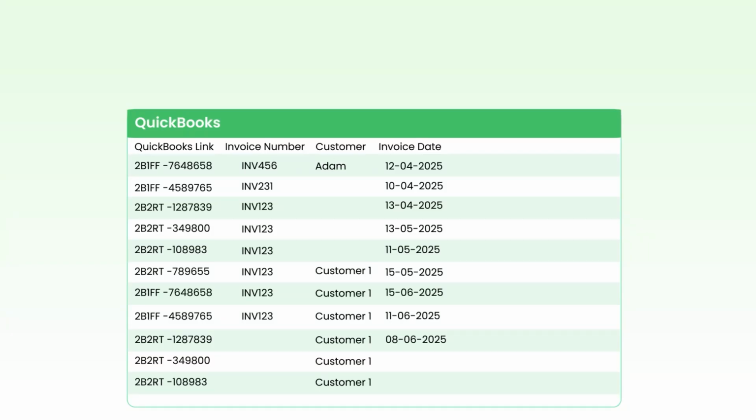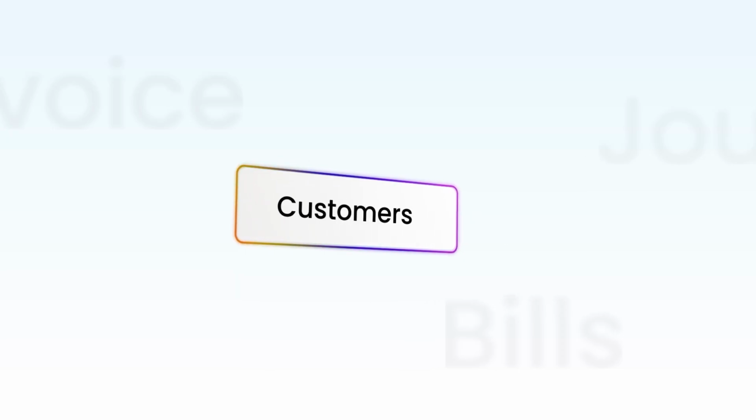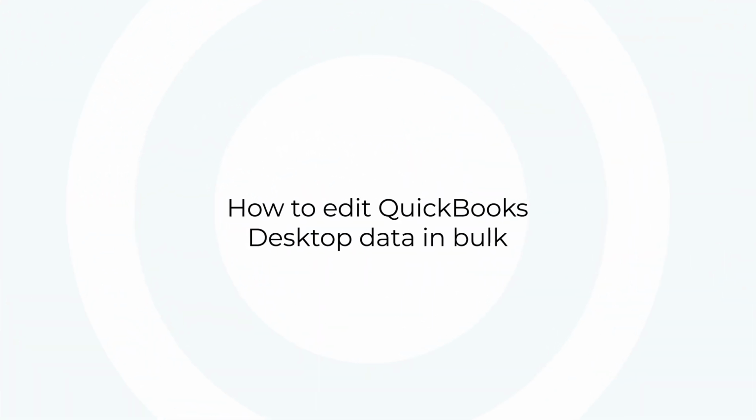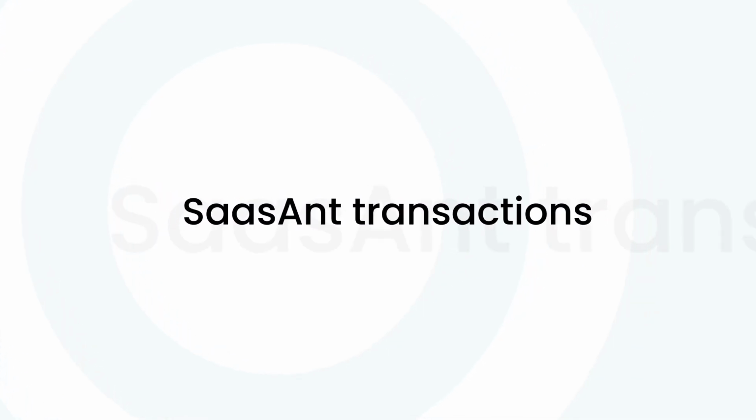Editing records one by one in QuickBooks Desktop can take a lot of time, especially when you need to update invoices, bills, journal entries, customers, vendors, items, or old records in bulk. In this video, I'll show how to edit QuickBooks Desktop data in bulk using SaasAnt Transactions Desktop.